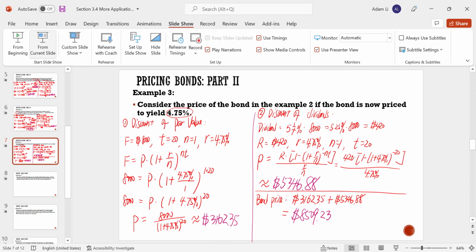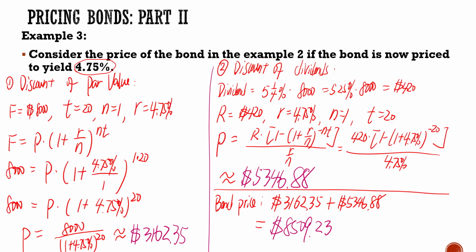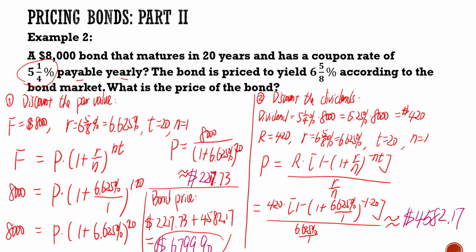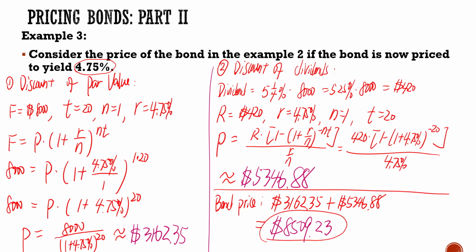Okay, so the investor is paying more, right? Because the market rate is lower, meaning the average return on all the bonds is lower. So from Example 2, the investor is only paying $6,799.90. Then for Example 3, they are paying $8,509.23. So they are paying more for the bond.